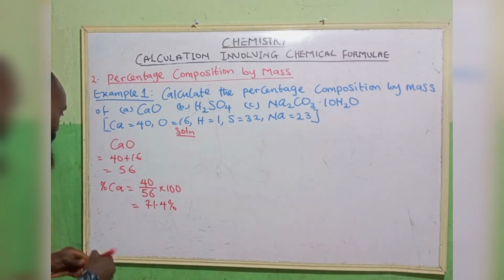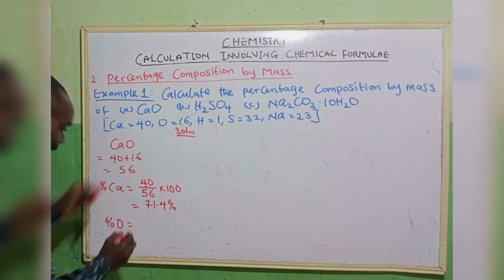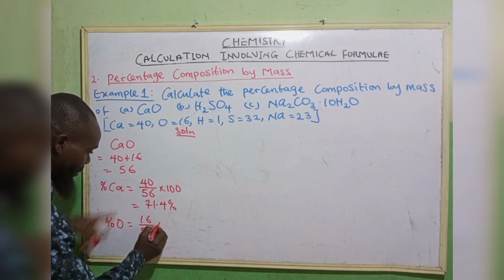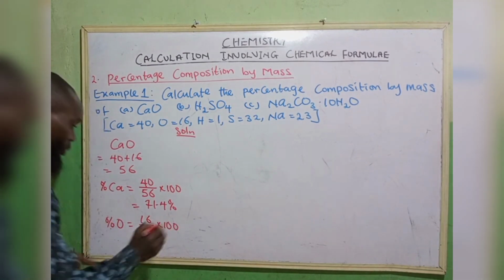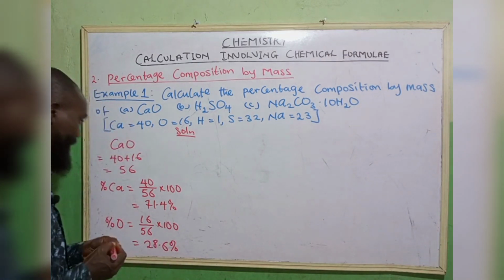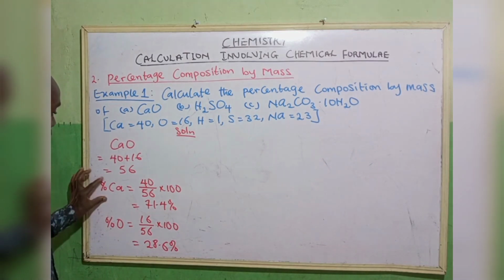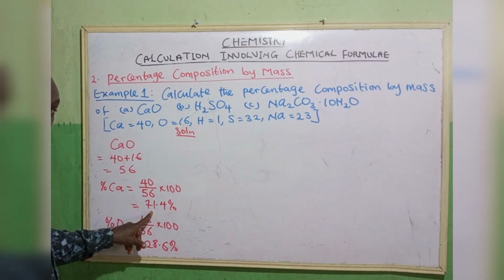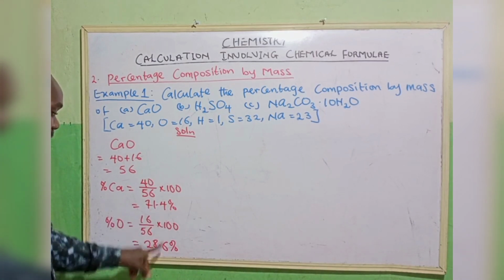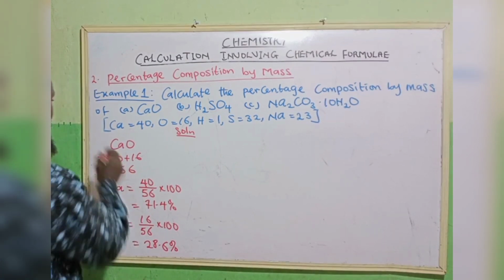Now we are able to calculate for calcium. Let's get oxygen. Percentage by mass of oxygen equals the mass of oxygen, which is 16, divided by relative molecular mass 56, multiplied by 100. So this gives 28.6%. Also, since we've calculated calcium, which is 71.4%, we can equally take away 71.4 from 100 to give us 28.6 instead of working it again. Now, this is the first one.